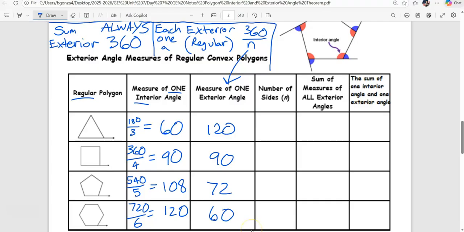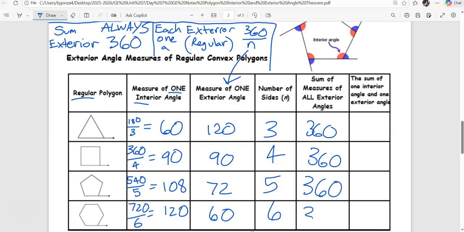Now we can fill these in. Number of sides is 3, 4, 5, 6 here. So if you take that one exterior times the number of sides, 120 times 3, 360. Okay? 90 times 4, 360. 72 times 5, 360. 60 times 6, 360. Do you see how the sum of the exterior is always 360? Okay? I want you to see how we get these numbers from the formula.